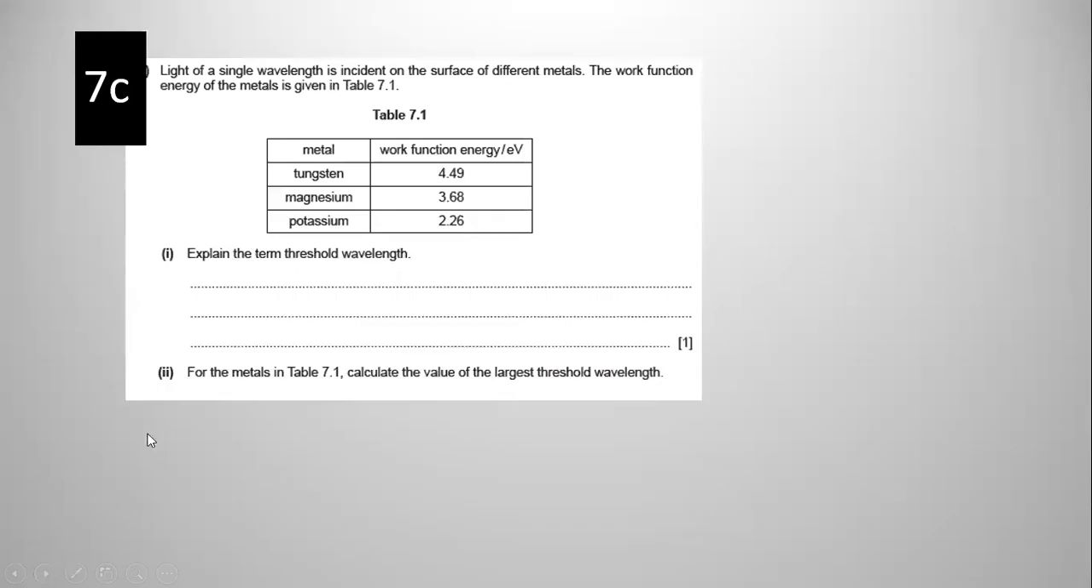Light of single wavelength is incident on the surface of different metals. The work function energy of the metals is given in figure 10.1. Explain the term threshold wavelength. Okay. Want to try? Explain the term threshold wavelength.